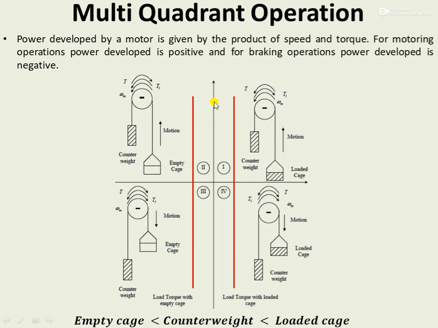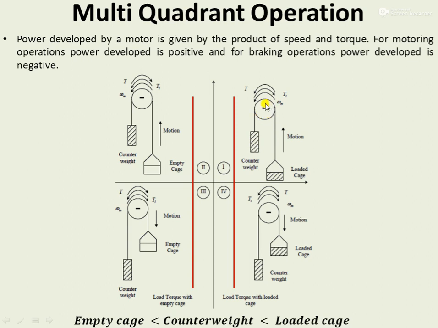In the case of hoist operation, this forward direction of motion is assumed to be the upward direction of motion of the cage. So if you see in this diagram, as the weight of the loaded cage is greater than that of the counterweight, in order to move this loaded cage in the upward direction, some external torque has to be applied in the anti-clockwise direction.